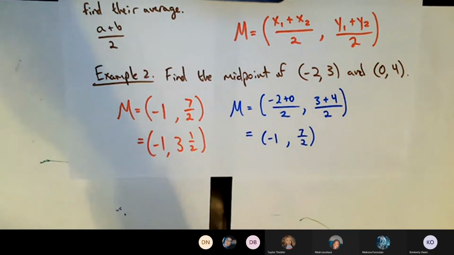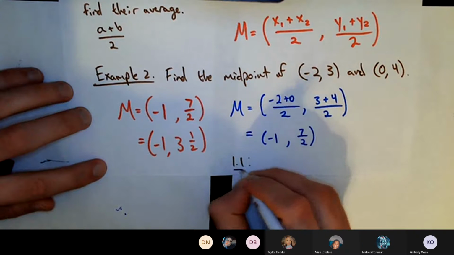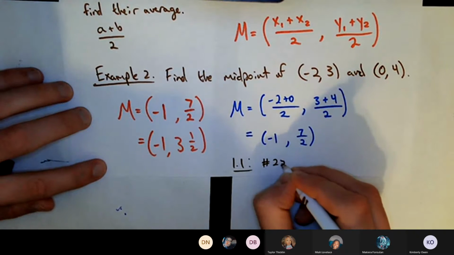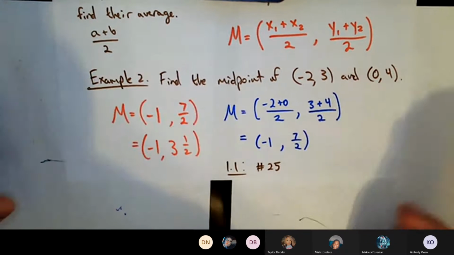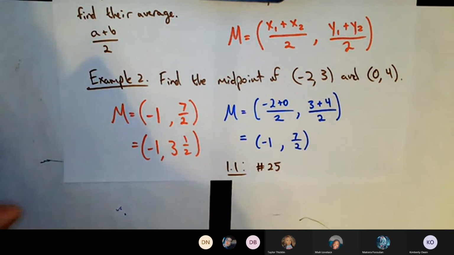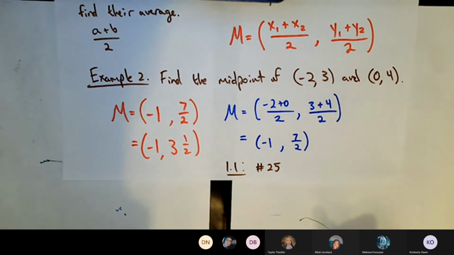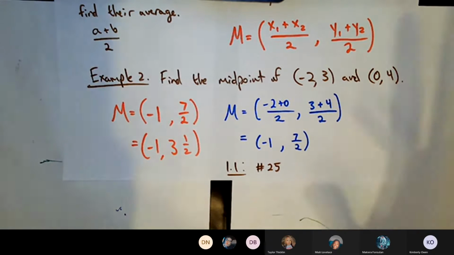I can't find it. Oh, it was 25. So 1.1, number 25. It's a 3-part question. It's just given 2 points. You got to graph them, find the distance, find the midpoint. Okay, so that would be a good practice problem to add to your big review assignment that you're going to do before the exam.